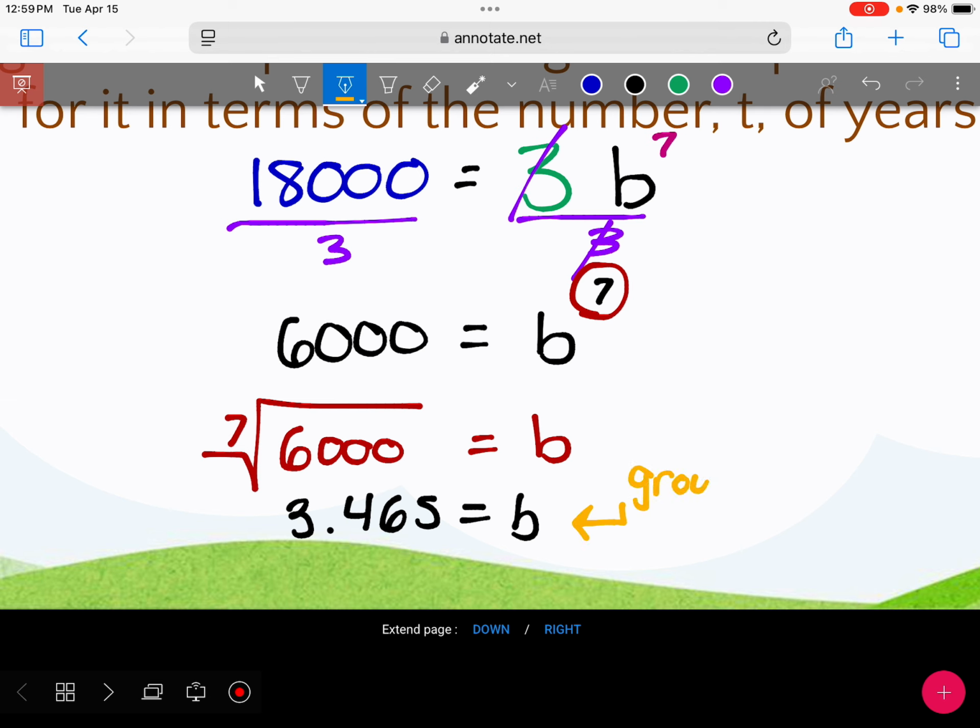What this piece is, the growth factor. We talked about that a lot last week on our growth factor versus our rate. This is our growth factor. It is the chunk that's going to have the power to it.